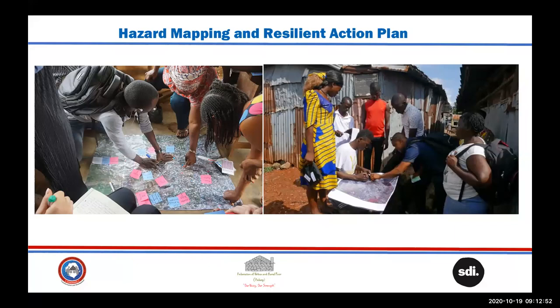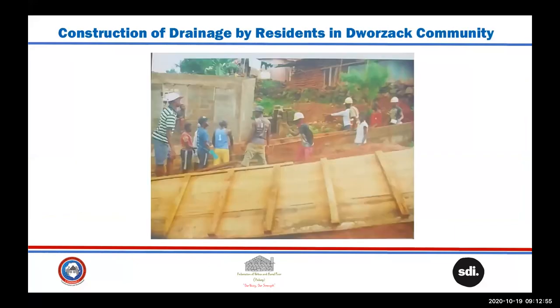This is the construction of drainage by residents in the Waza community, which I'm part of. The flooding that occurs is due to the poor drainage system in our community. So the data that we have been collecting indicates that this drainage needs to be fixed by community people. And this is the usefulness of the data that we have been collecting. You can see the construction of drainages by residents to mitigate the flooding in our community. So we deemed it fit to construct a drainage by ourselves in the community.